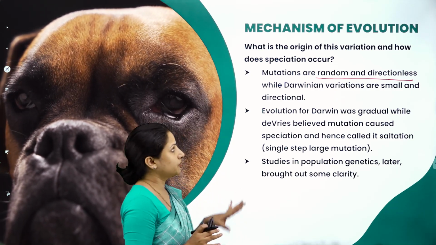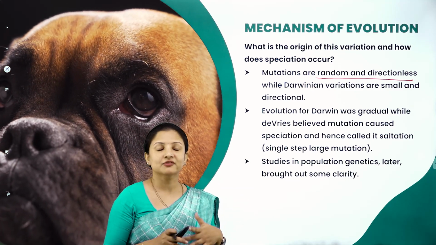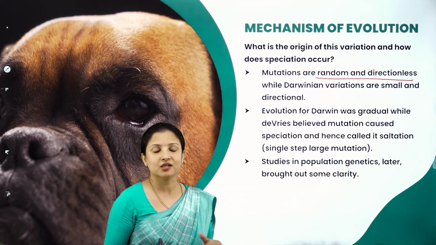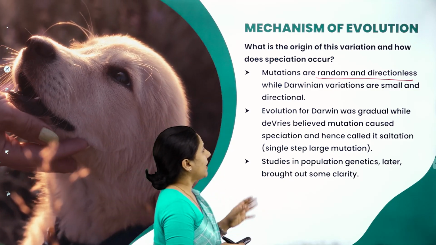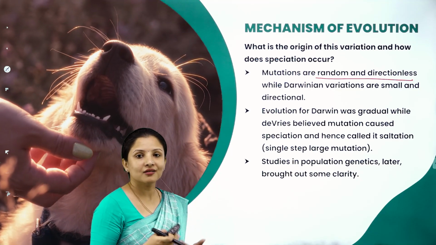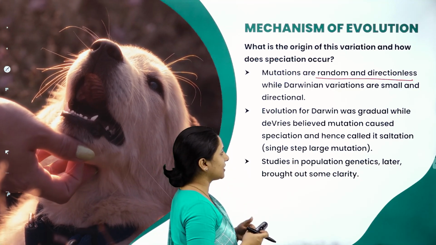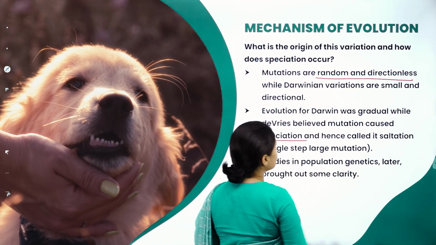and negligible. But according to Hugo de Vries, mutations are quite random. So any organism in the population can undergo mutation, and it is directionless as well. And evolution for Darwin was gradual, while the evolution theory put forth by Hugo de Vries believes that mutation caused speciation, and hence it is called saltation.